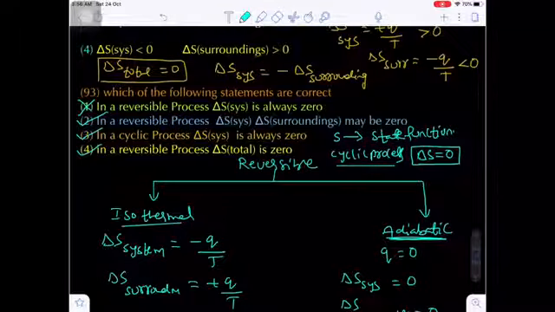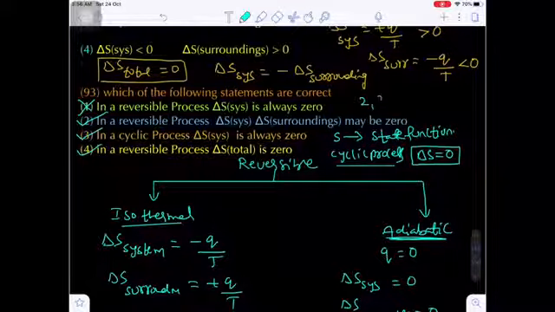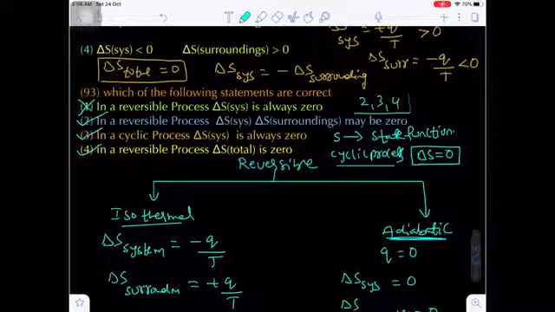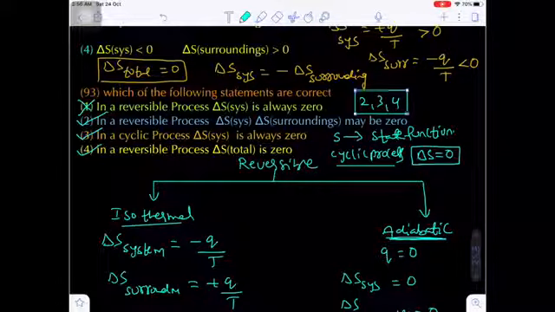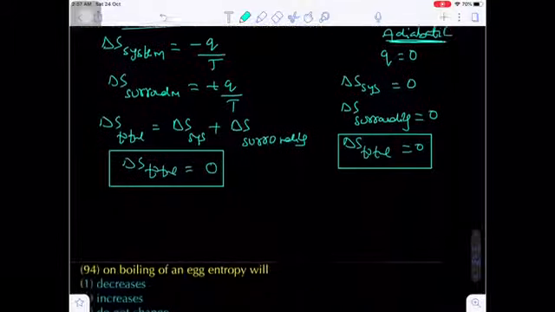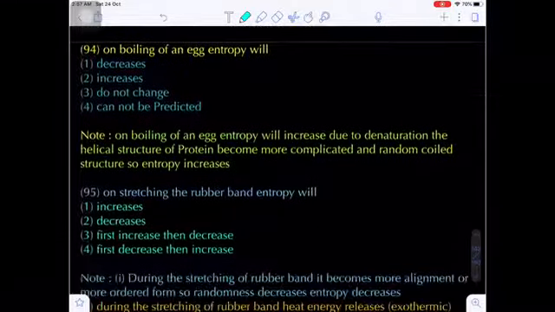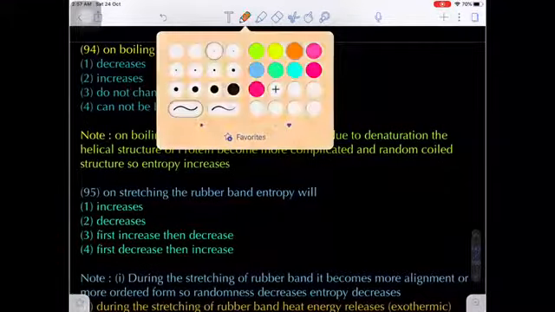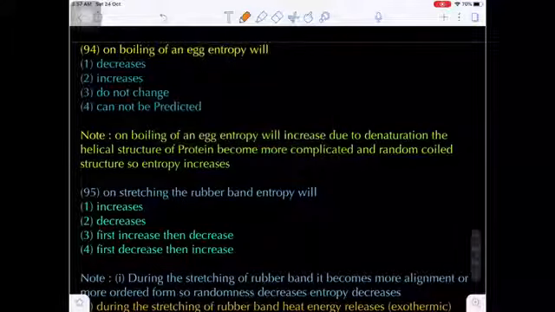Here there are 3 options correct. What are the correct options? 2, 3, 4. So this is a multiple choice question. So we have 3 options correct: the second option, third option, and fourth option. Okay. Now come to the next question, that is question number 94.